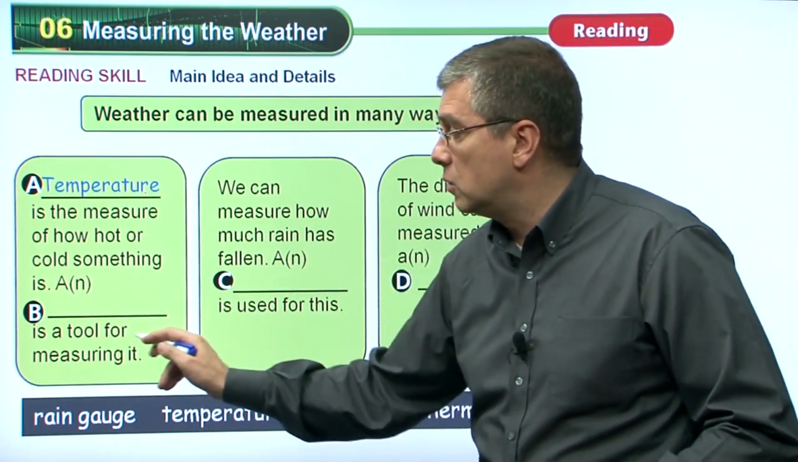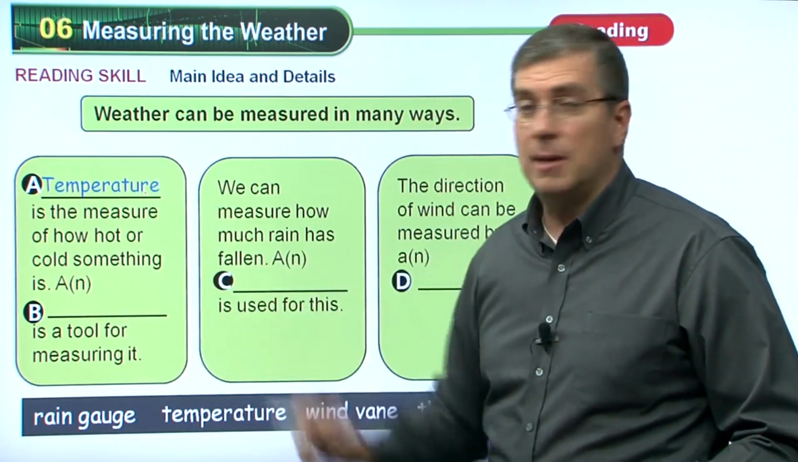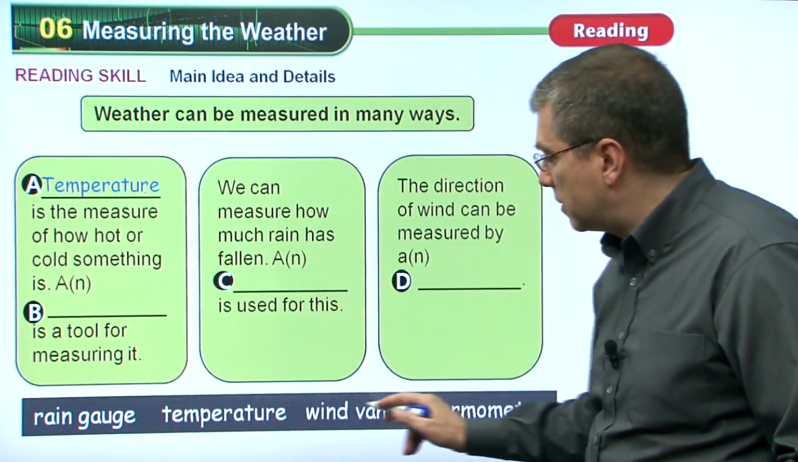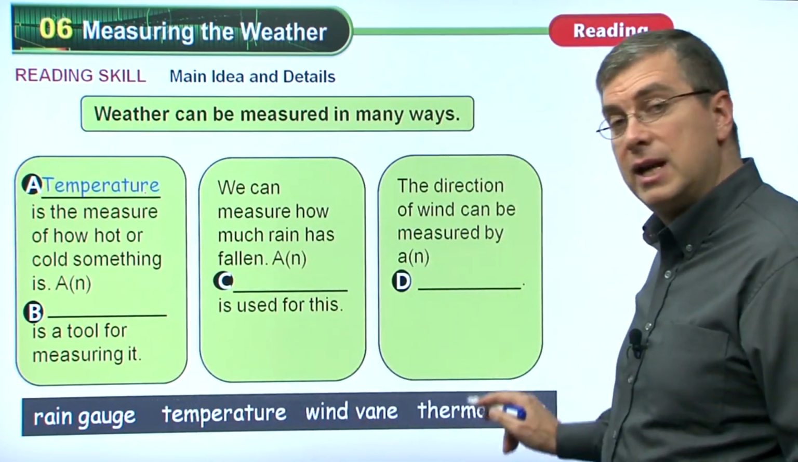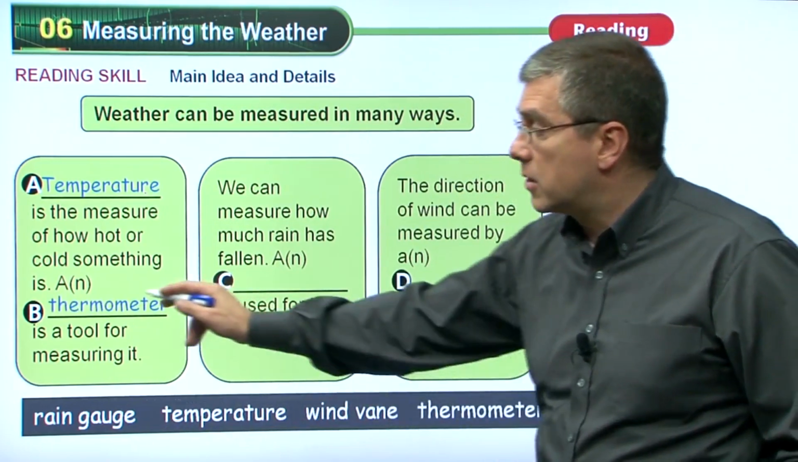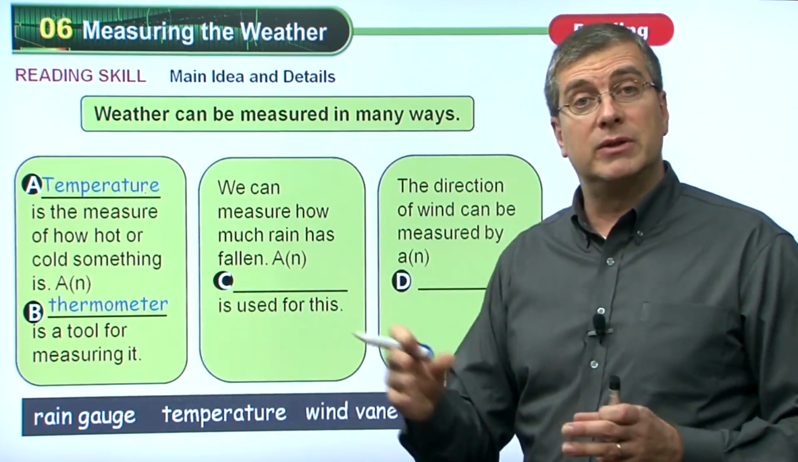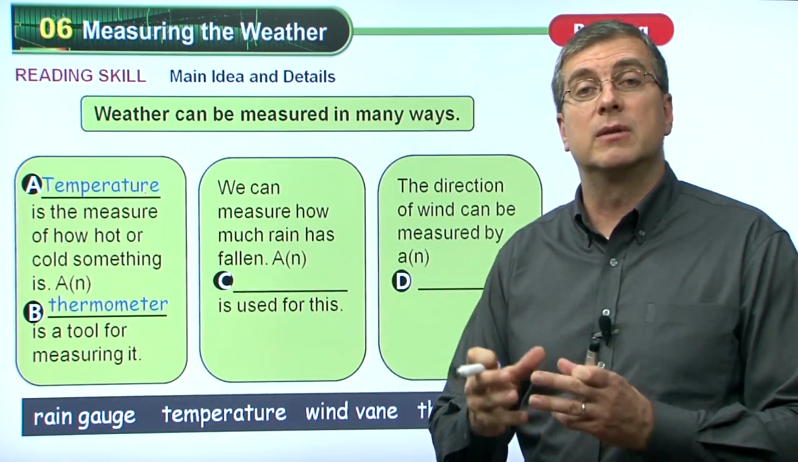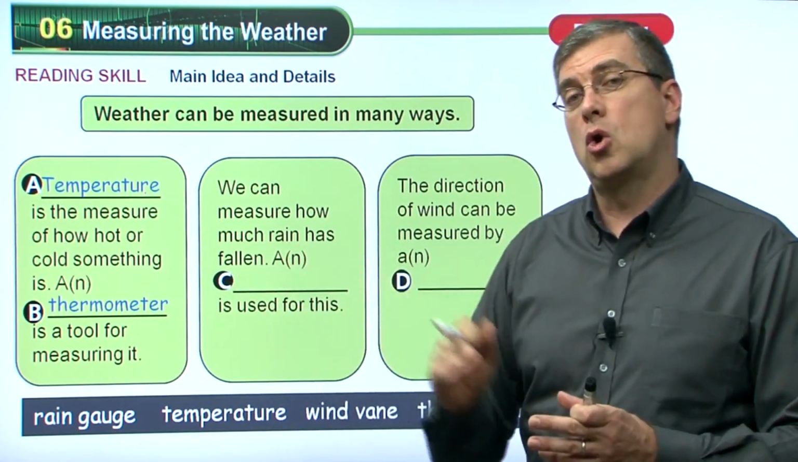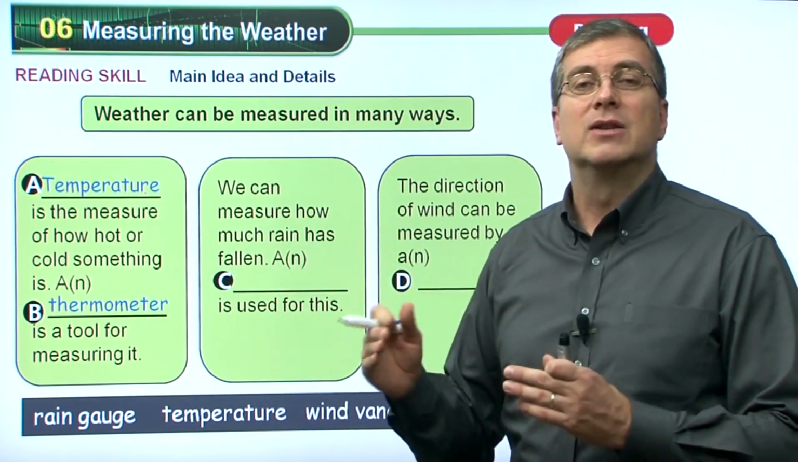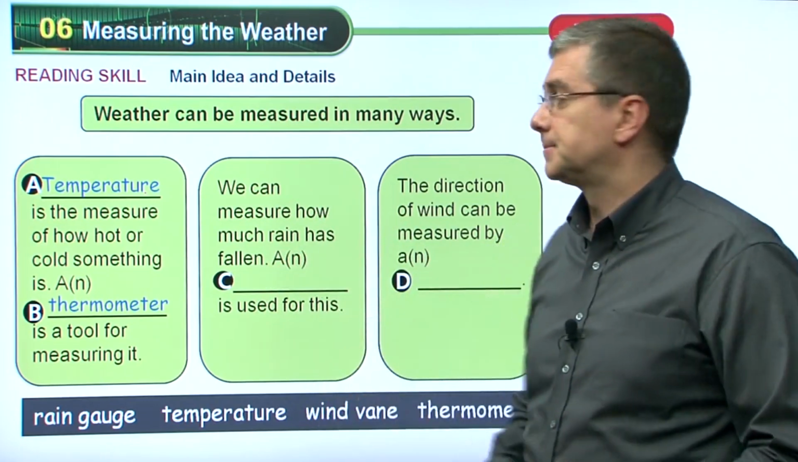What do we use as a tool to measure the temperature? Something is a tool for measuring it, the temperature. So what do we use to measure the temperature? It's over here, isn't it? We use a thermometer. A thermometer is a tool that we use to measure how hot or cold it is. It's the same as saying to measure the temperature.